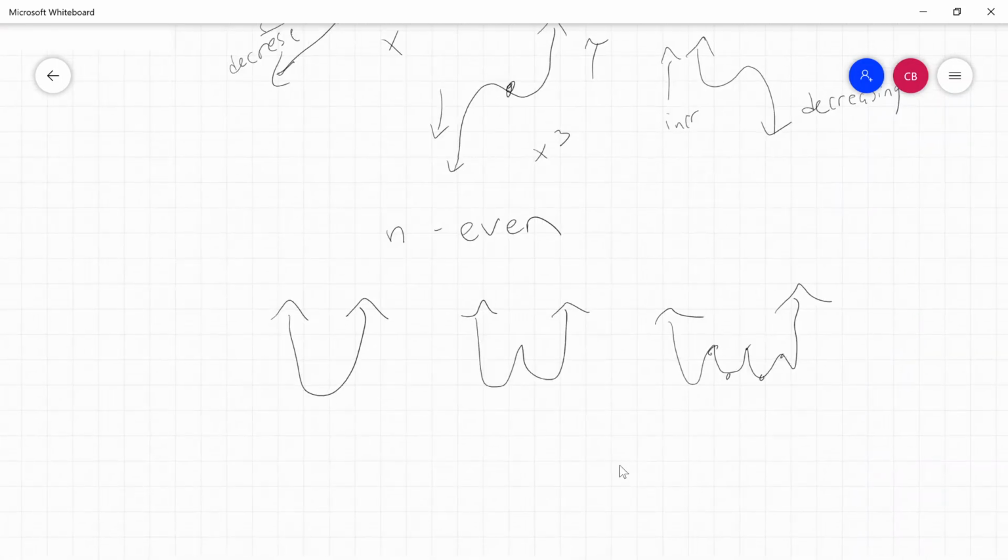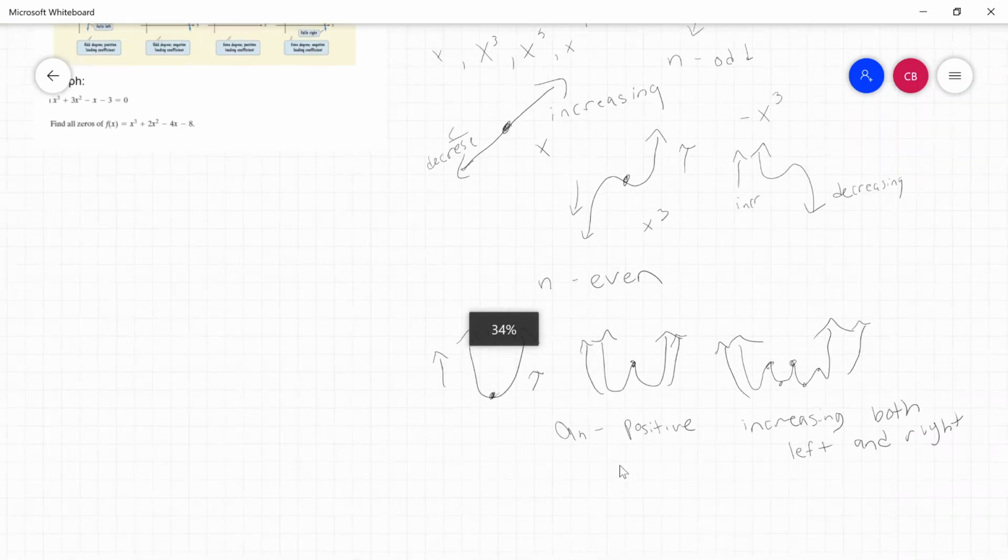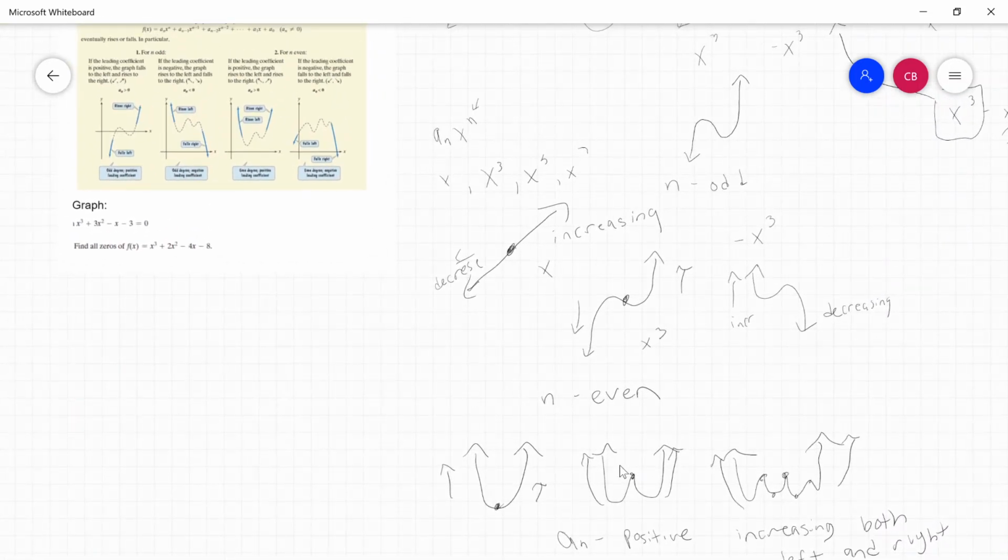So if n is even and an is positive, it is increasing on both ends, both left and right, from the most center point. So if I go to here, increase, increase. If I go to here, it is increasing, increasing. Here, increasing, increasing. And so you can see that it is increasing basically over the domain of it, for the majority of it.